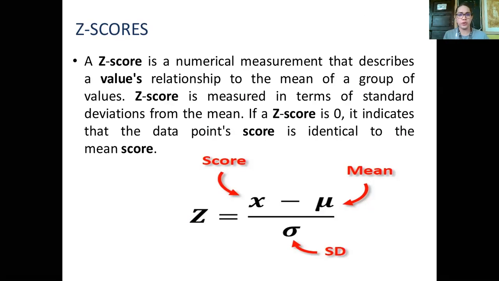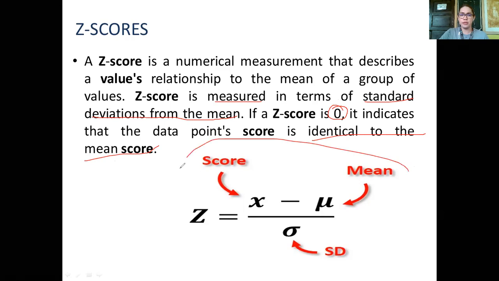Okay, so a z-score is measured in terms of standard deviation from the mean. So again, measured in terms of standard deviation, we use the standard deviation and also the mean. We need them to solve your z-score. And if a z-score is 0, take note, it indicates that the data point's score is identical to the mean score. So that's the meaning when the z-score is 0.